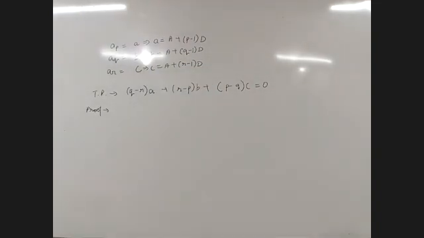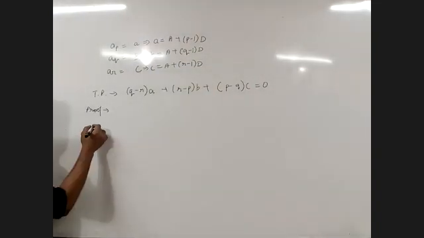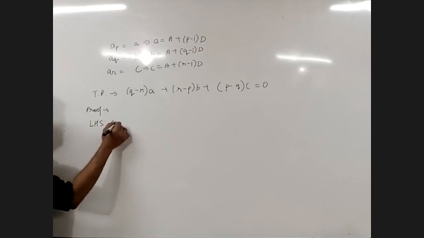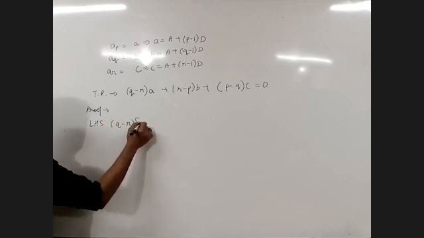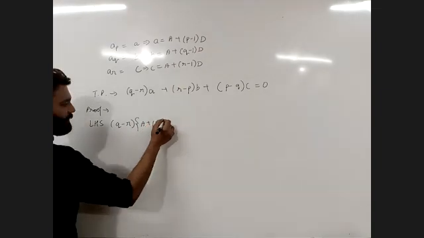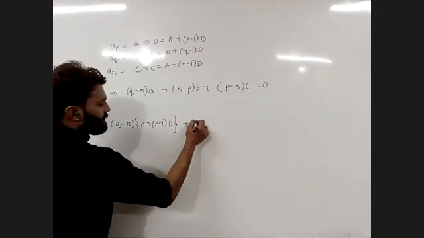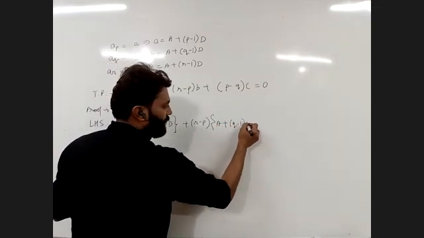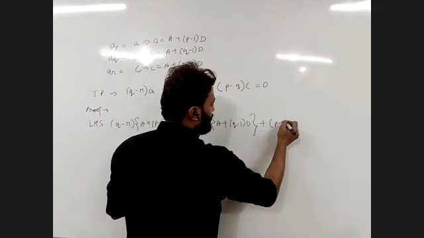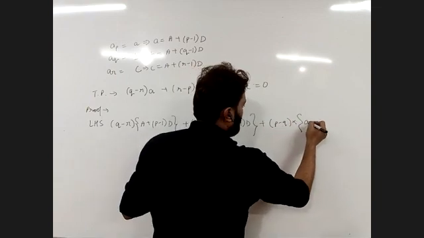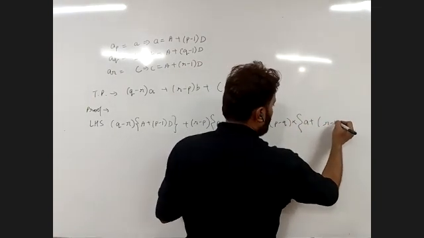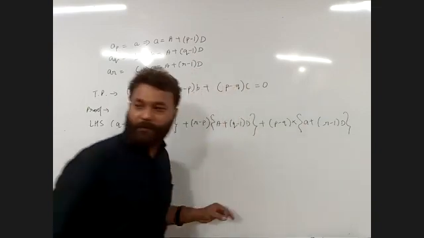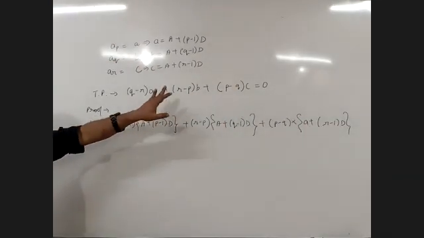Have you followed this? Now, starting with the LHS: (q minus r) into A, which is a plus (p minus 1) into d, plus (r minus p) into a plus (q minus 1) into d, and plus (p minus q) into a plus (r minus 1) into d. Is it clear? We're just putting in the values of A, B, and C.